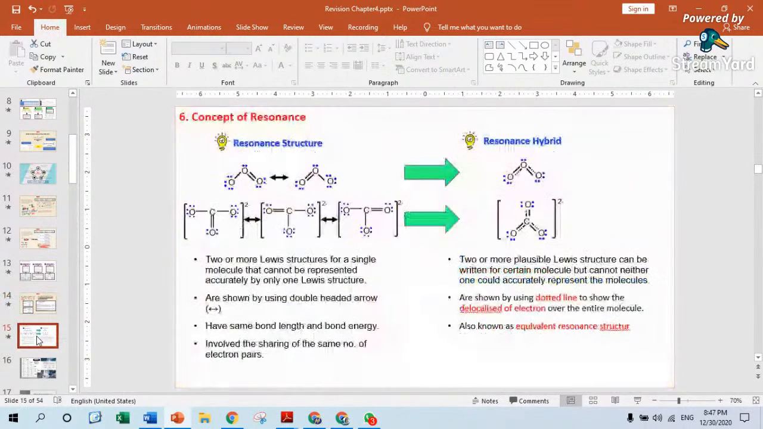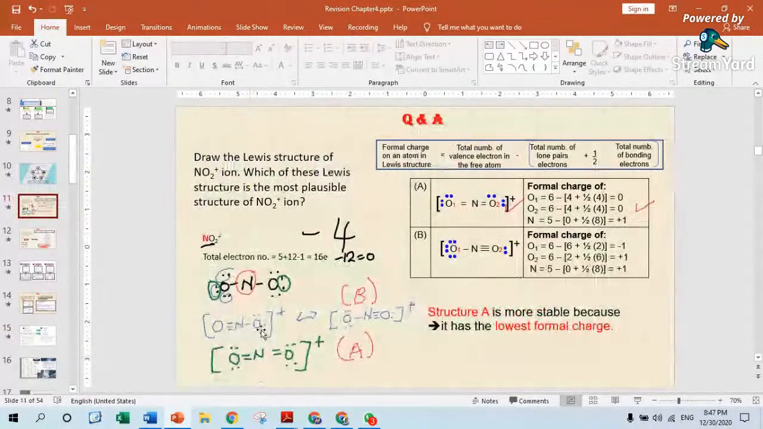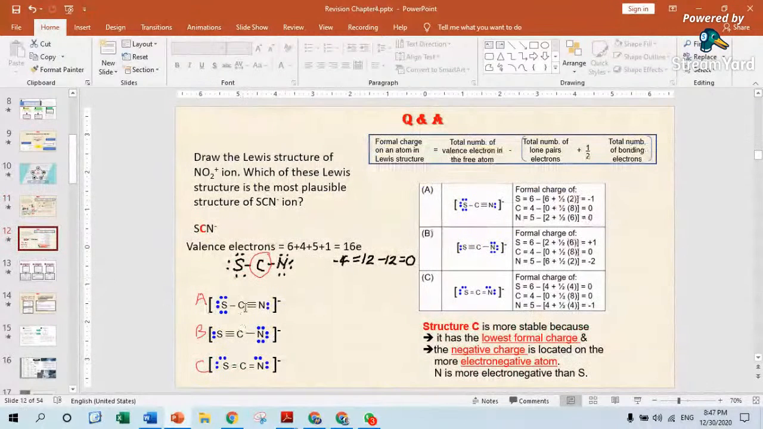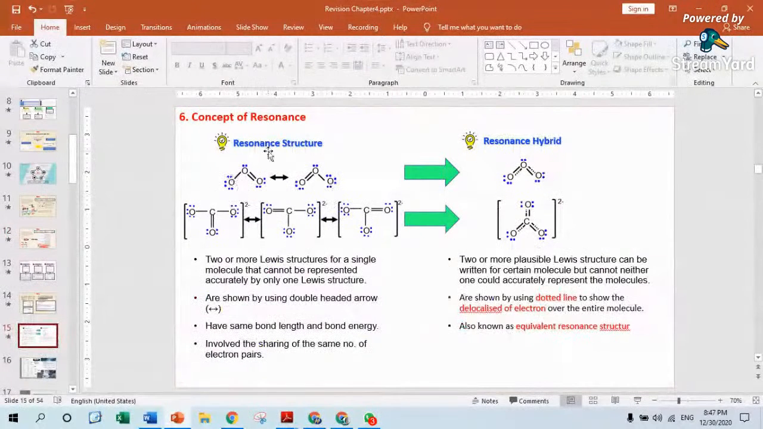Okay, the last part for the first theme is resonance. This structure also has resonance. So 1, 2, 3, they are resonance structures. For this also the same. This is a resonance as well. Here we were looking at single, double, double, single.